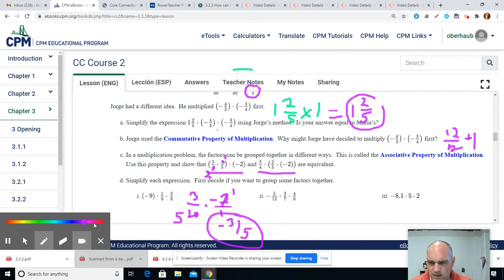All right, so now let's see if it changes if I do this part first. All right, well, let's see, 2/5 times negative 2.